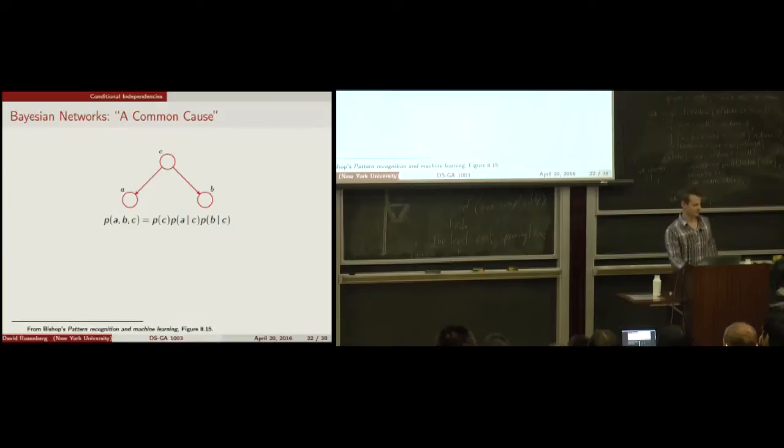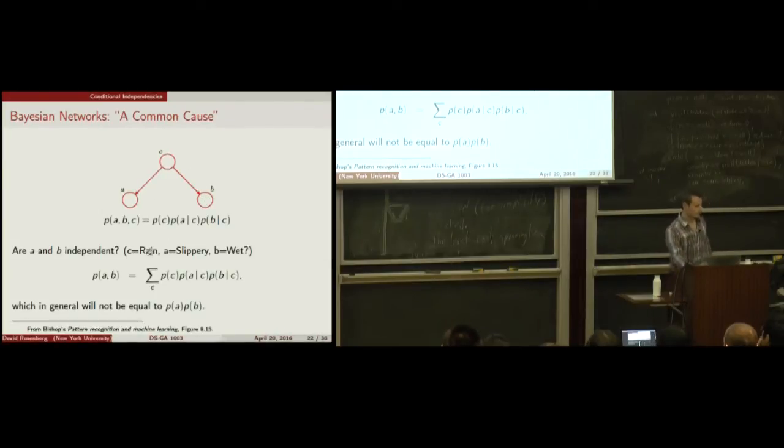Fair answer. All right, so let's assign some interpretation to these variables. Let's say C is rain, A is slippery, the road is slippery, and B is the grass is wet, just like in our first example. All right, so let's just work out the math. So the joint probability of A and B, if these are independent, how should this factorize? P(A, B) equals P(A) times P(B). That would be independence. So this would have to be true for all values of A and B.